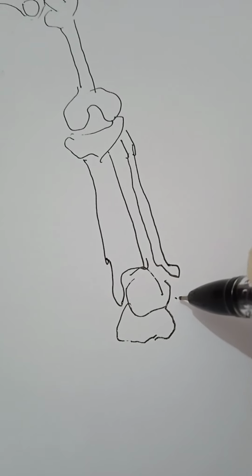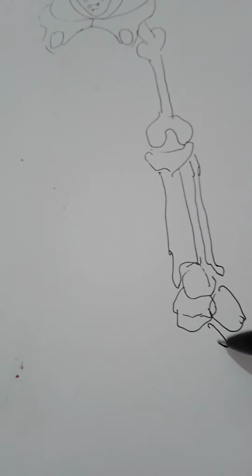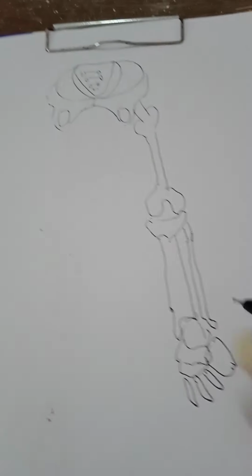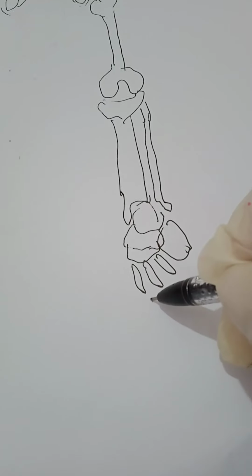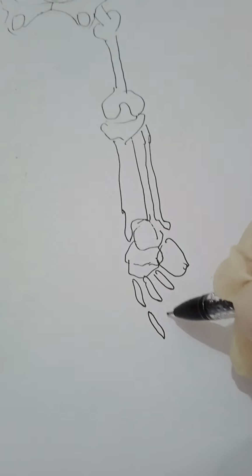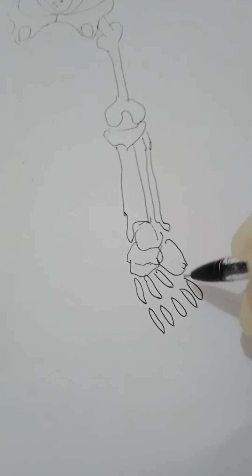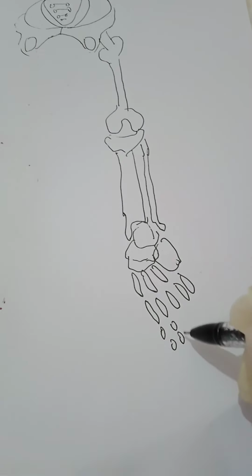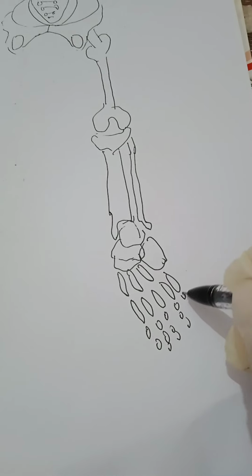Here is the cuboid. This is the navicular. This is the lateral cuneiform, intermediate cuneiform, and the medial cuneiform. This is the tibia, so this is the medial aspect. And here is the first metatarsal, second, third, fourth, and fifth metatarsal. This is the great toe, so there are only two phalanges. In other toes there are three phalanges: 1 2 3, 1 2 3, 1 2 3.